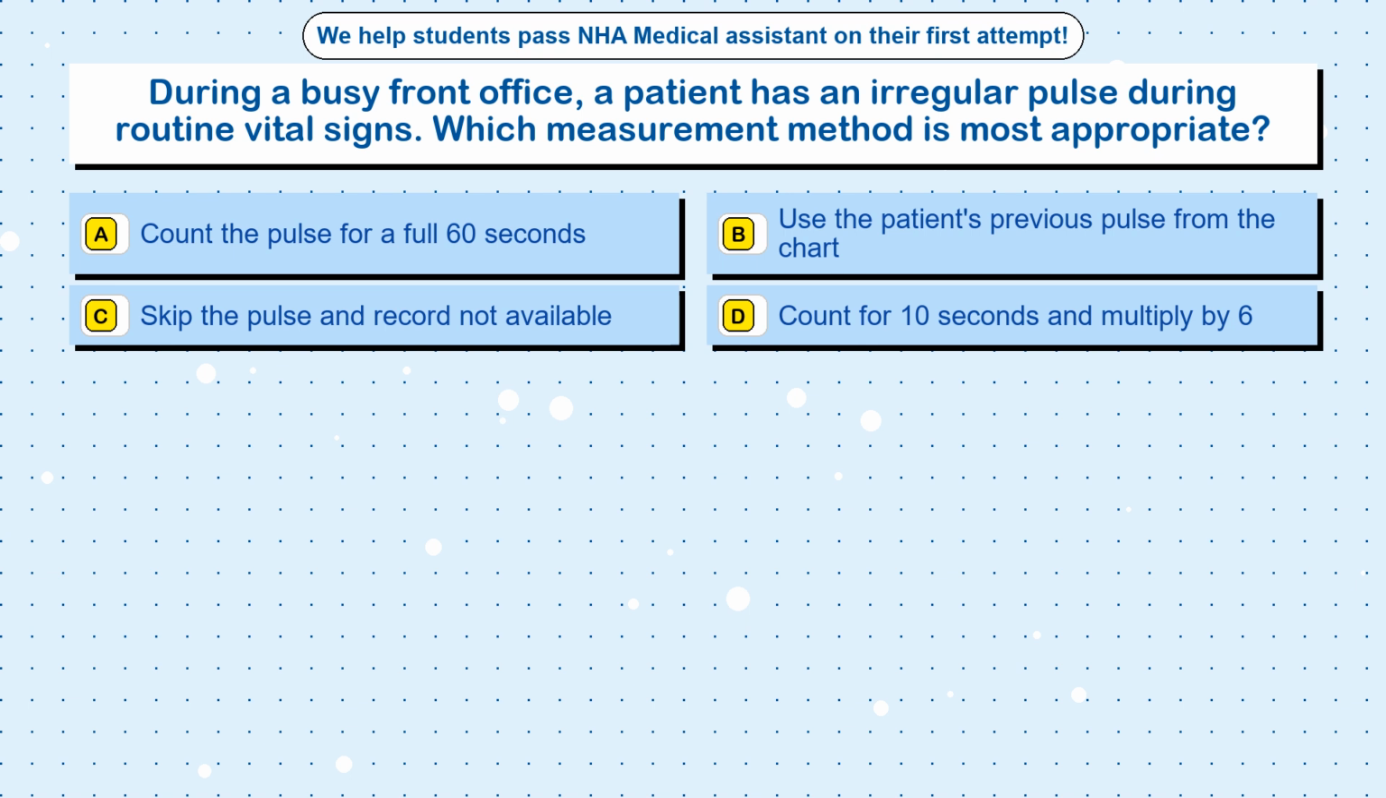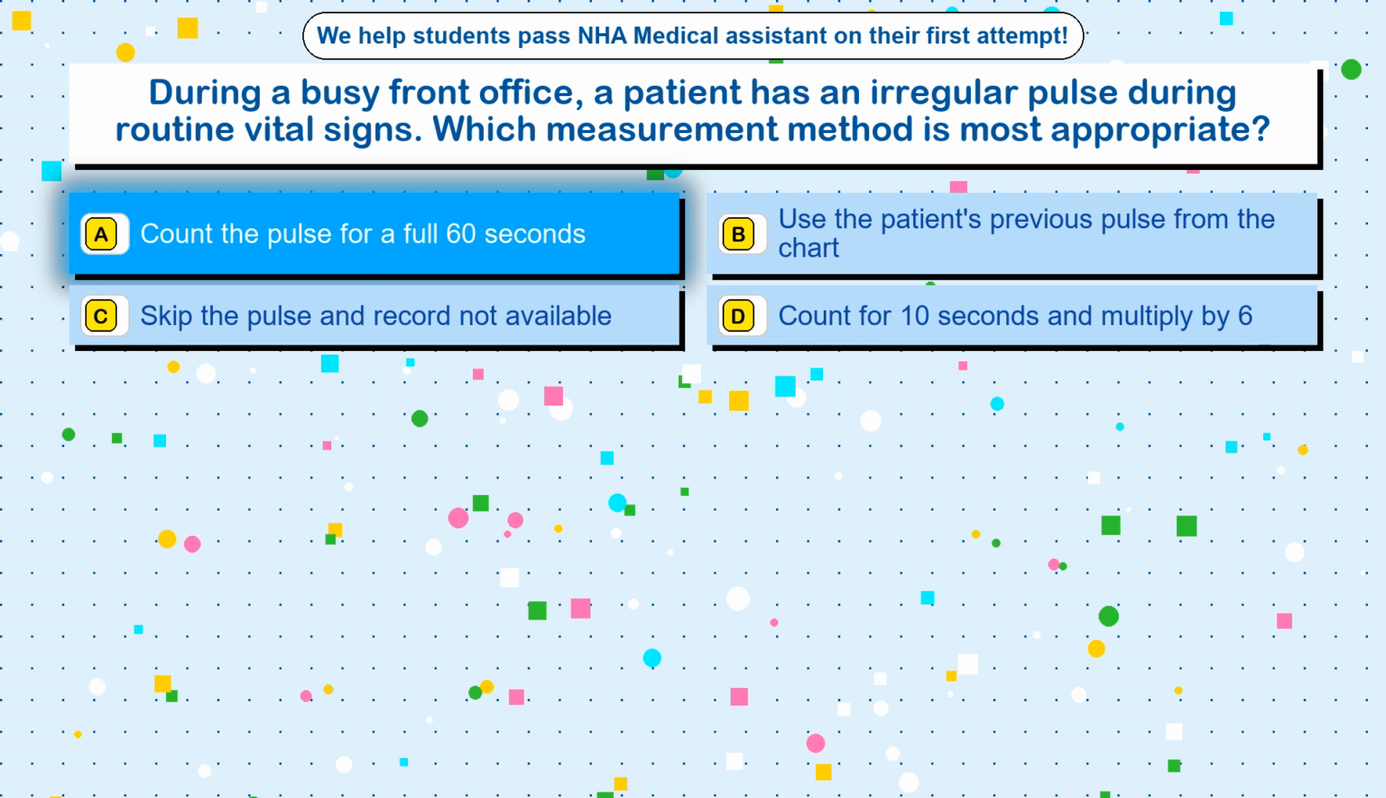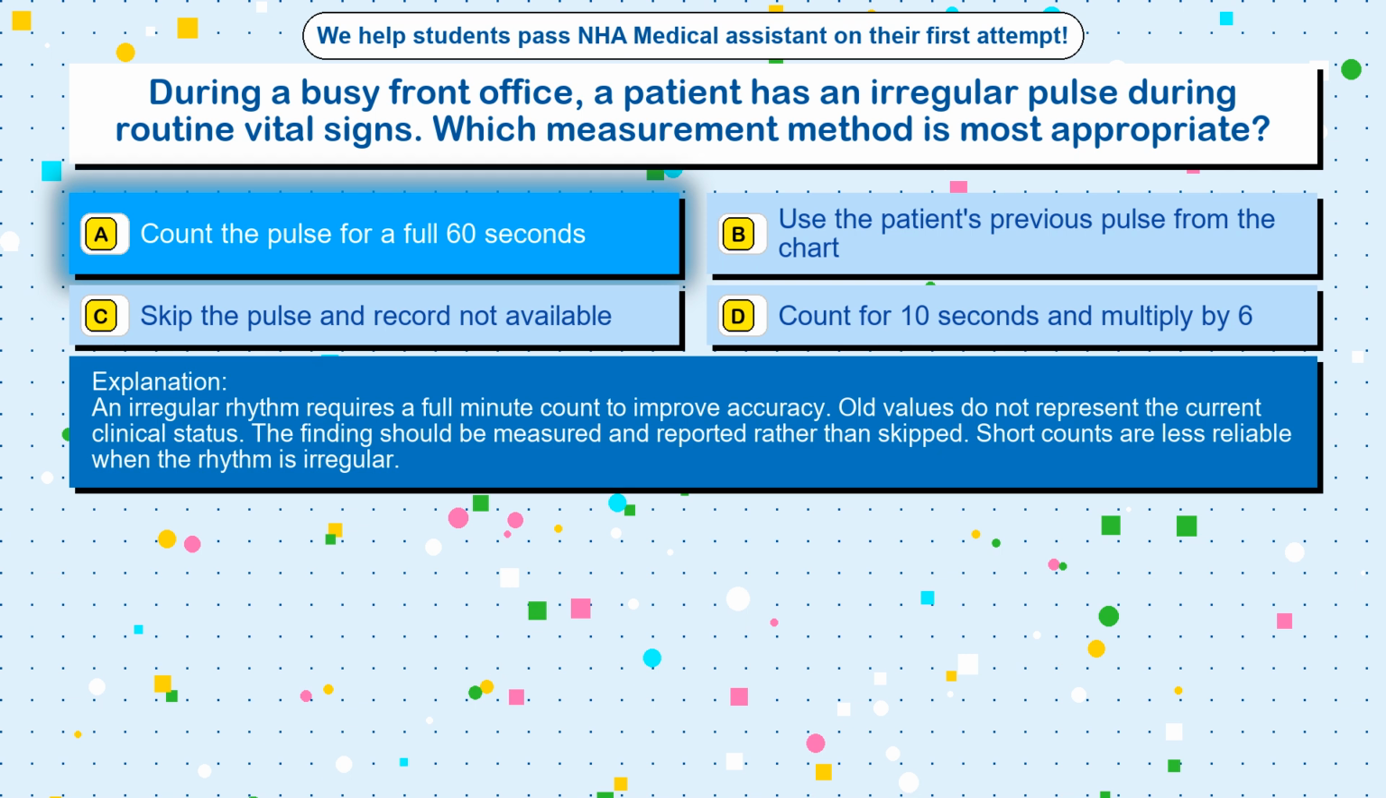Option D, count for 10 seconds and multiply by 6. The correct answer is option A, count the pulse for a full 60 seconds. An irregular rhythm requires a full minute count to improve accuracy. Old values do not represent the current clinical status. The findings should be measured and reported rather than skipped. Short counts are less reliable when the rhythm is irregular.